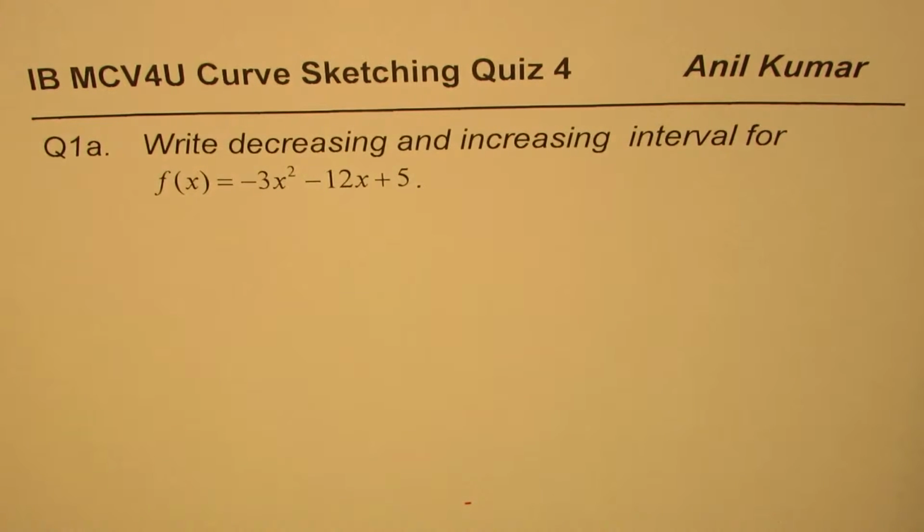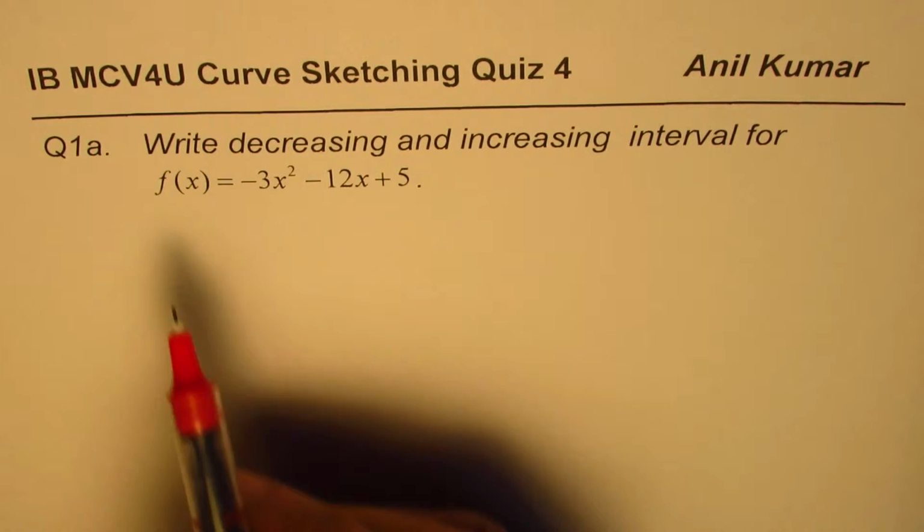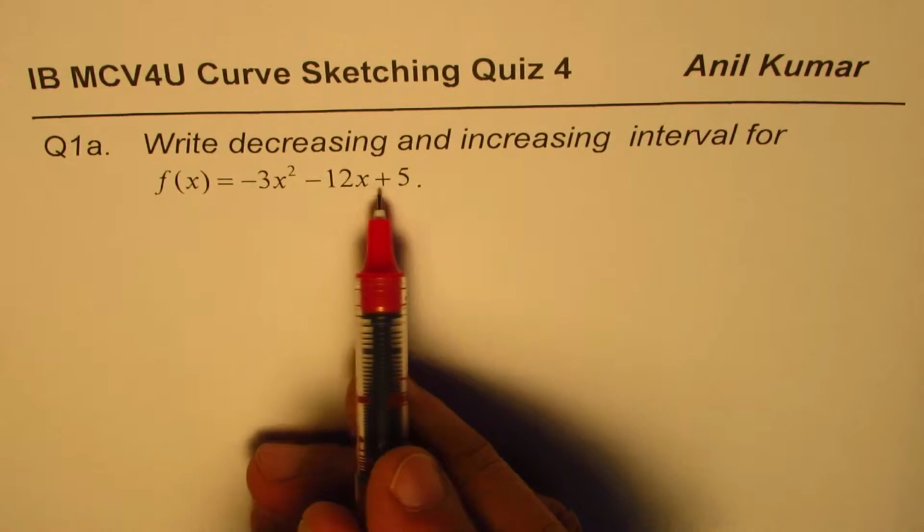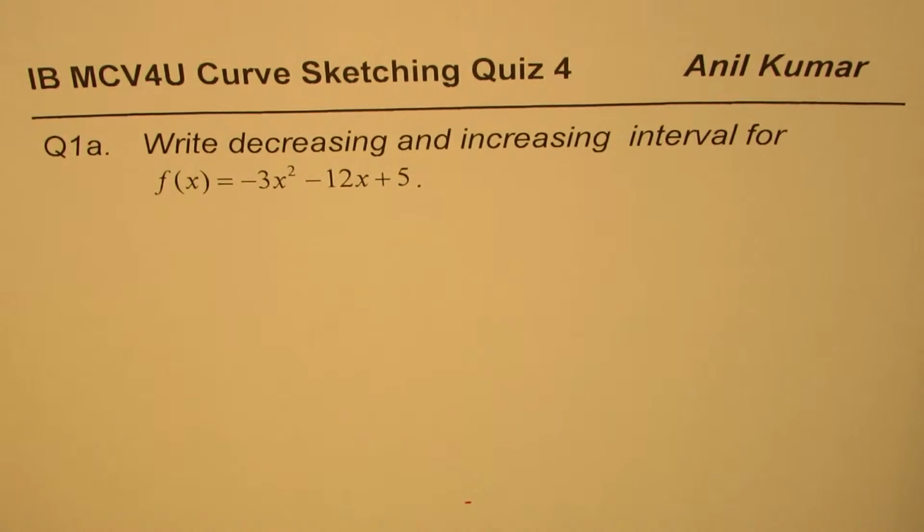The very first question here is part A. Write decreasing and increasing intervals for the function f of x equals minus 3x squared minus 12x plus 5. You can pause the video, answer the question, and then look into my suggestions.